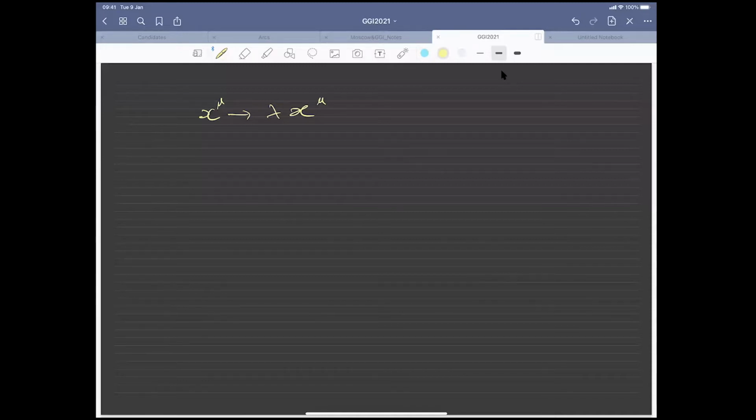It's a transformation where you do an inversion, you do a translation, and then you do again an inversion. So let's view it this way. You send x mu into x mu over x squared. You invert it. Then you translate it. And then you invert it again.